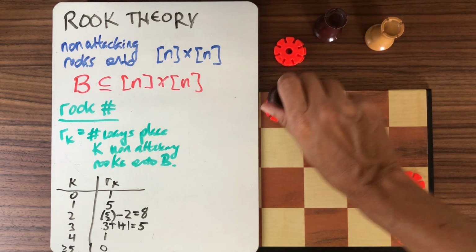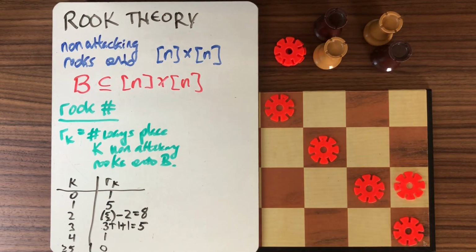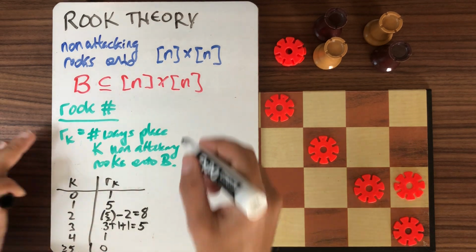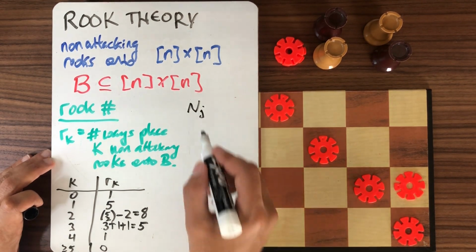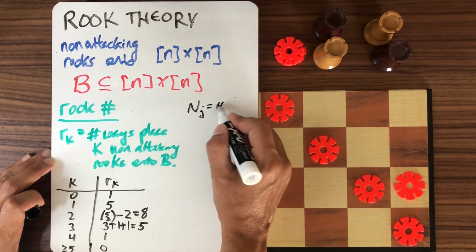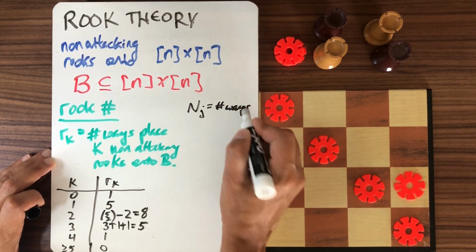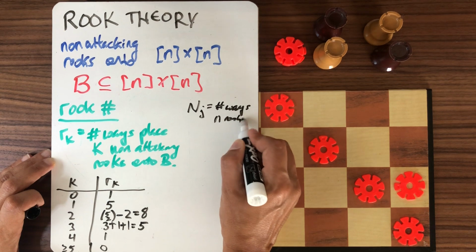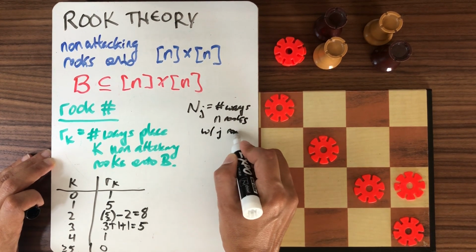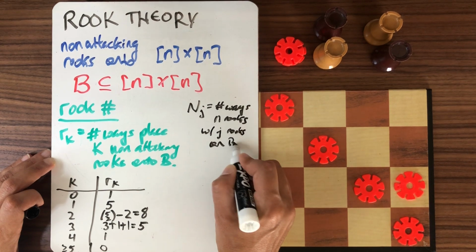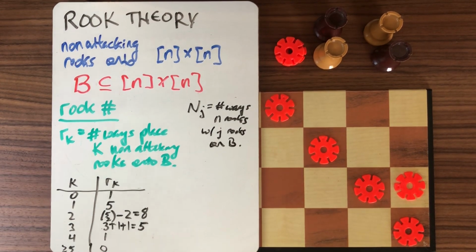And what we're going to be interested in is sort of counting things with these rook numbers, but there's another set of numbers that I want us to think about, which we'll call maybe n sub j. So this is a slightly different number. So this is going to be the number of ways to place as many rooks as possible, so n rooks, with j rooks on B. So this is a little different. It's obviously related, but it's different.